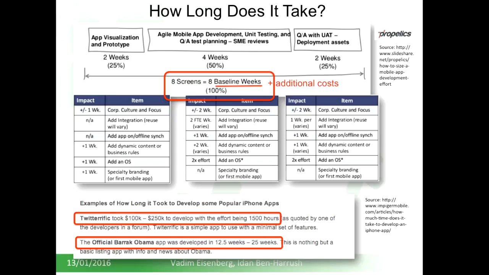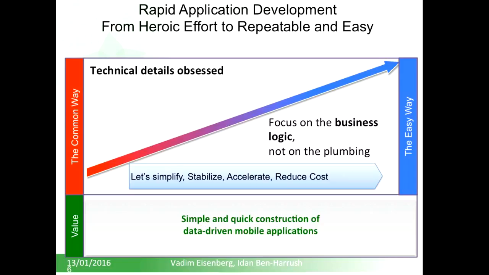Okay. Some statistics for an 8-view application. Okay, a very simple 8-view application. It takes around 2 months, 8 weeks for building this application. What we're going to show you today is how we build an application in just a few minutes that has views. So you can see what the value, what the benefits are.